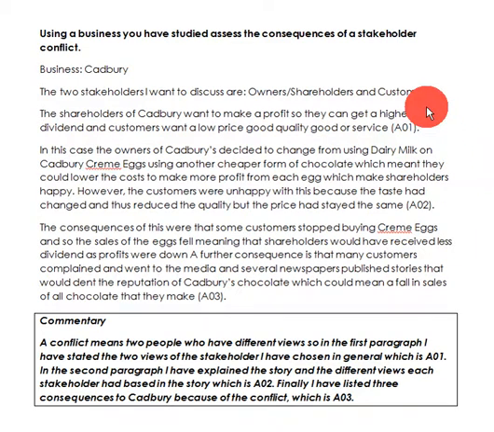So there we go. Just to recap: AO1, theory, what do they want? AO2, explain what's happened in the case study and what they want. And AO3, three different consequences to Cadbury of this happening.